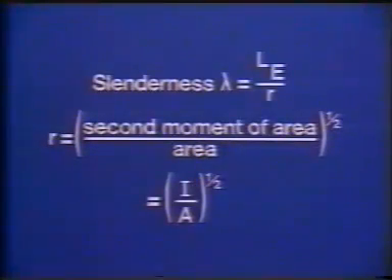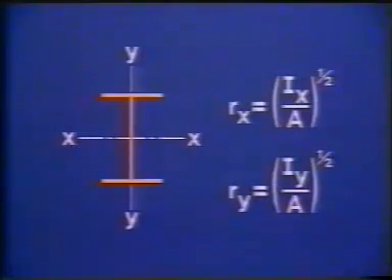The response of a column to applied compressive loads depends on the column's slenderness, related to the length of the column and its radius of gyration. The second moment of area, I, for an H-section, has principal values about the perpendicular x and y axes. Thus there are two values of the radius of gyration to be considered. Rx being the larger, xx is termed the major axis, and yy the minor.